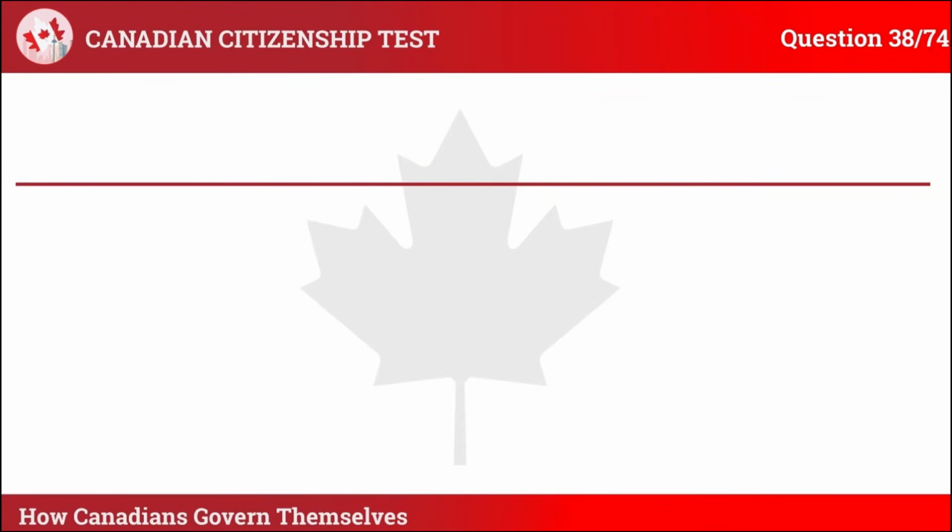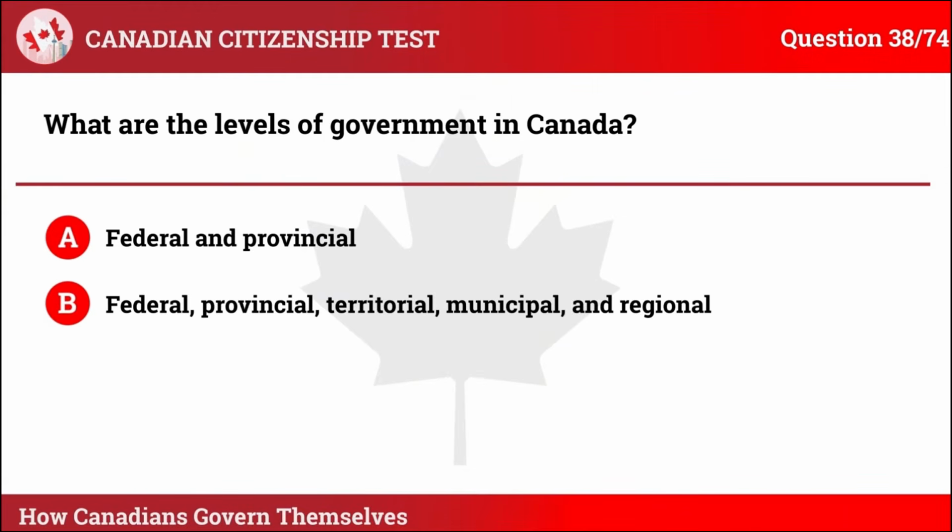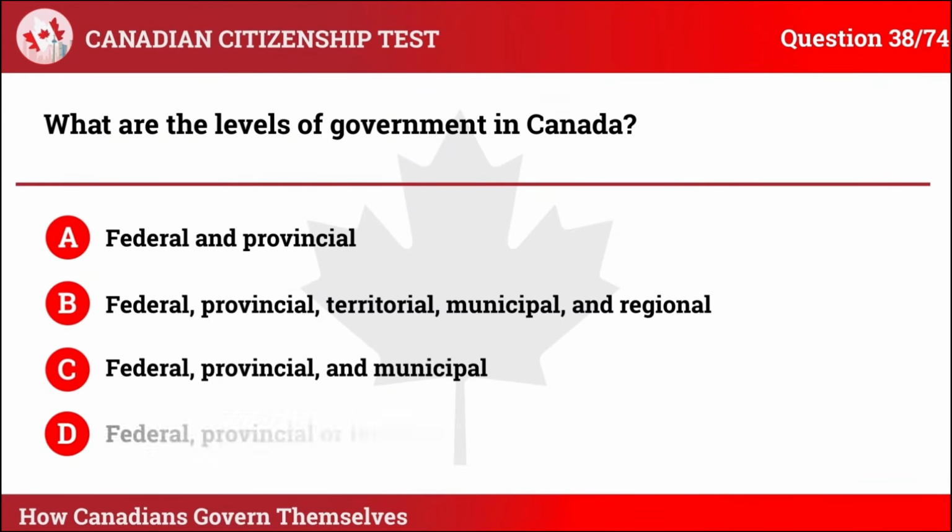Question 38. What are the levels of government in Canada? A. Federal and provincial. B. Federal, provincial, territorial, municipal, and regional. C. Federal, provincial, and municipal. D. Federal, provincial or territorial, and municipal.